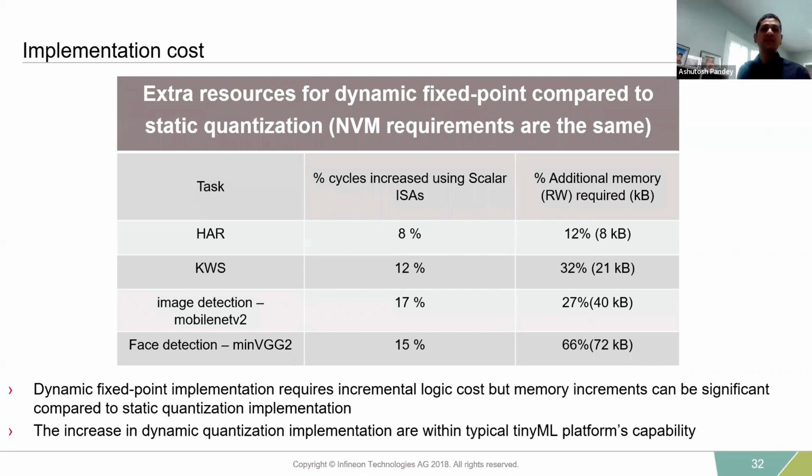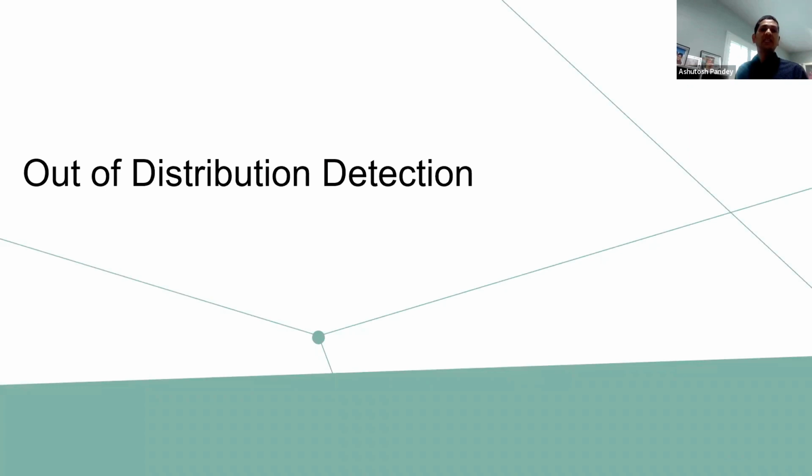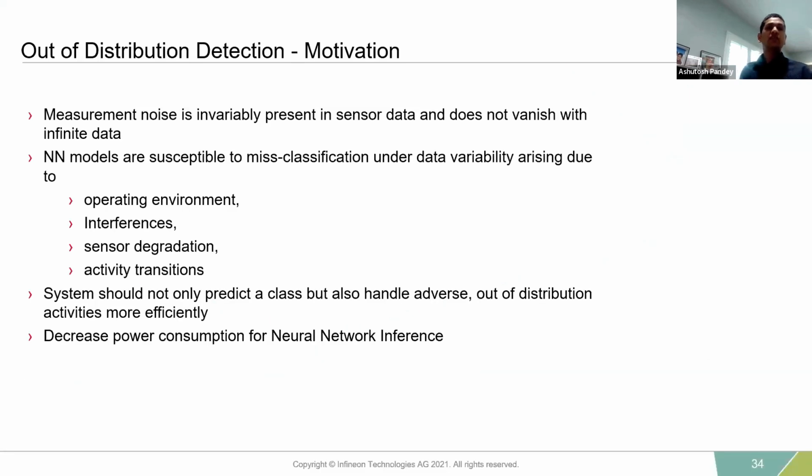Okay, perfect. Thank you. So the final topic is out of distribution detection, which is a topic less visited, especially in the tinyML community, but must be visited, right? Because we cannot escape out of distribution. Things will change on the fly. Your sensors age, your environment changes, your operating conditions change. There are always interferences and whatnot.